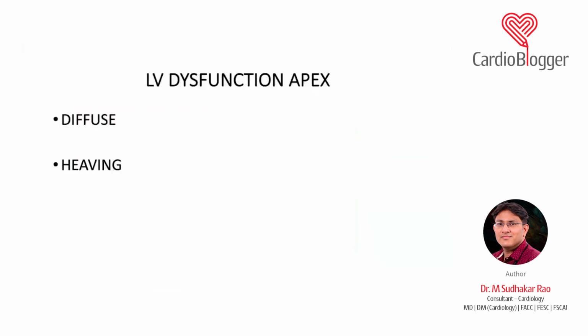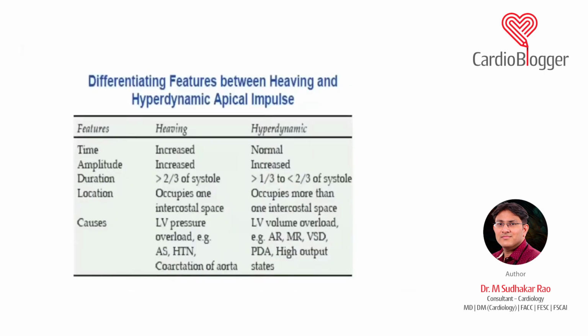Now, coming back to the LV dysfunction apex. Suppose a patient has orthopnea or PND, and you have to tell that there is some LV dysfunction. You should look for an apex which is heaving, but it should be diffuse. You should be able to feel the heave, but you should not be able to localize it to one place. So a diffuse and heaving apex is one of the typical examples of LV dysfunction. There is one more example where you get a diffuse and heaving apex, which is the left ventricular aneurysm. Patients who have a history of myocardial infarction can in the future develop an aneurysm of the LV, where they can have a diffuse and heaving type of apex.